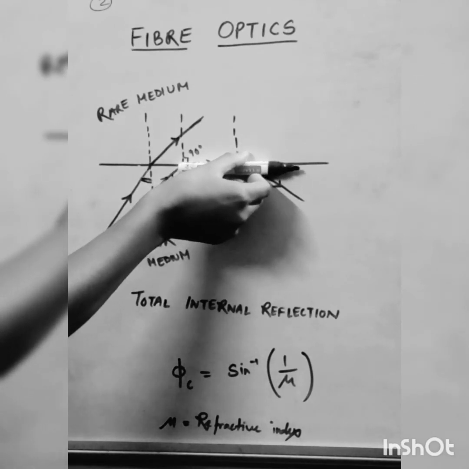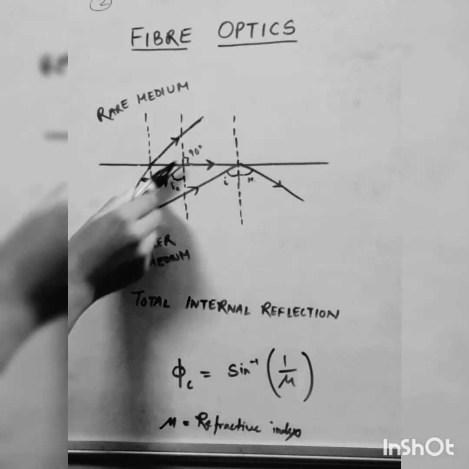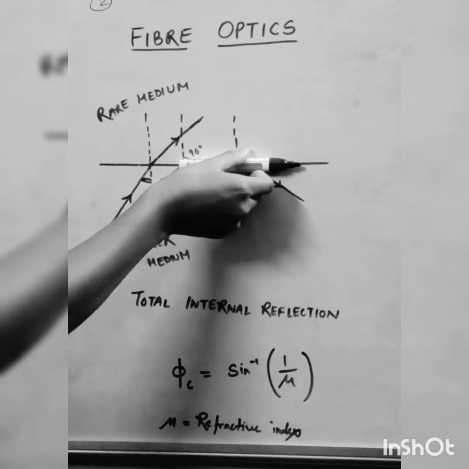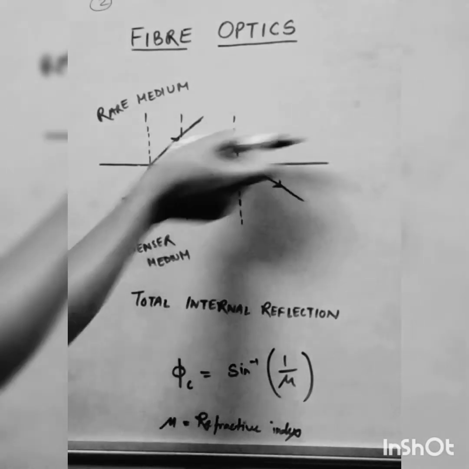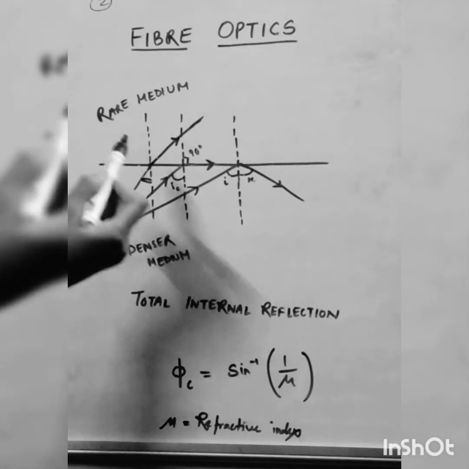It will be 90 degrees. It will be like this. The refracted ray will keep on increasing, and at some specific angle, the refracted ray will pass exactly through the interface. So that specific angle is called the critical angle.